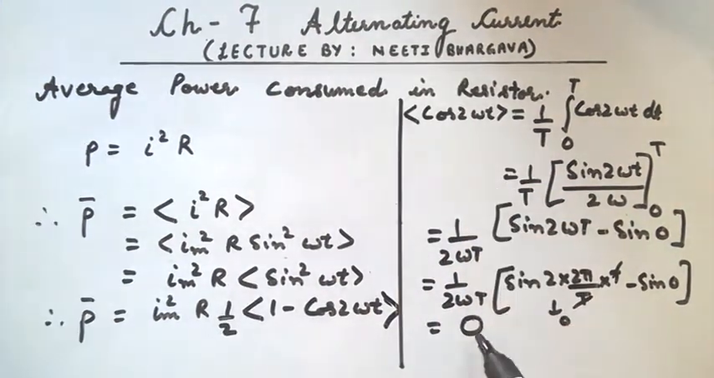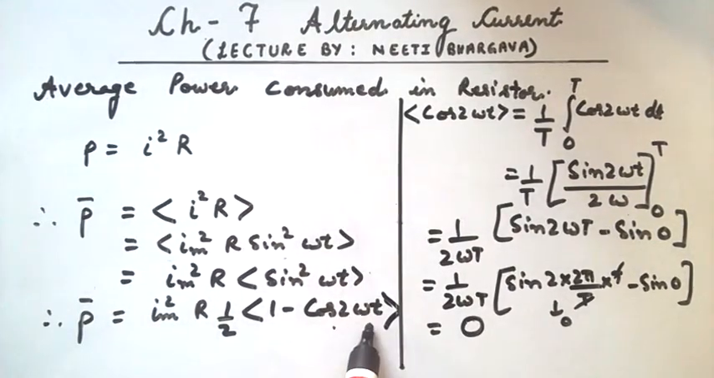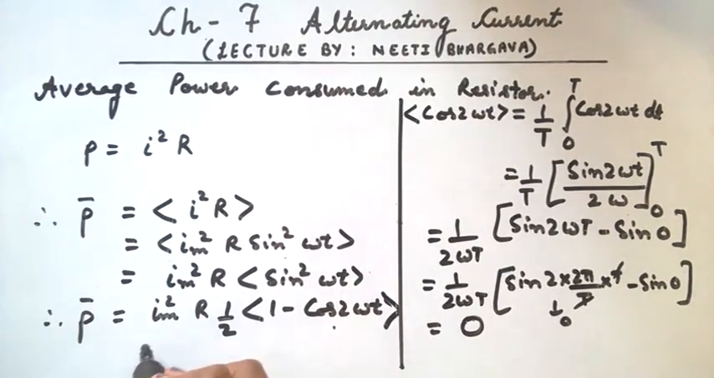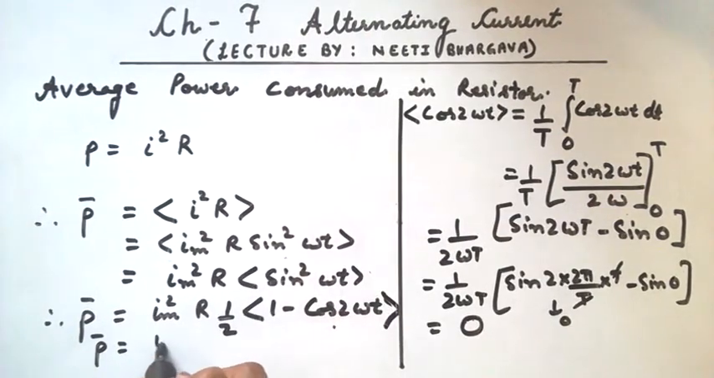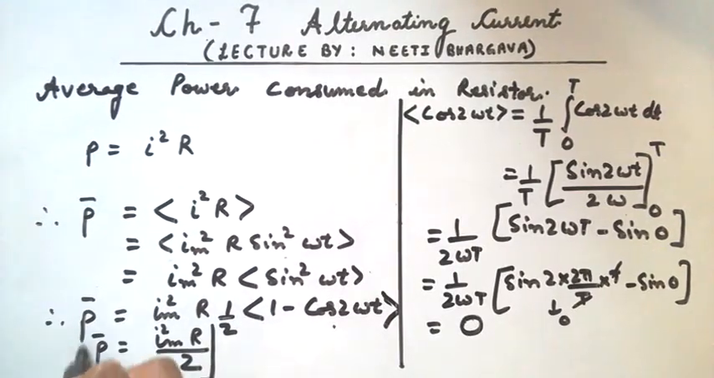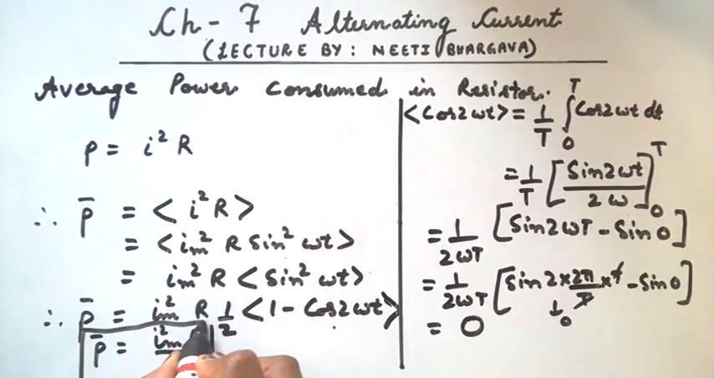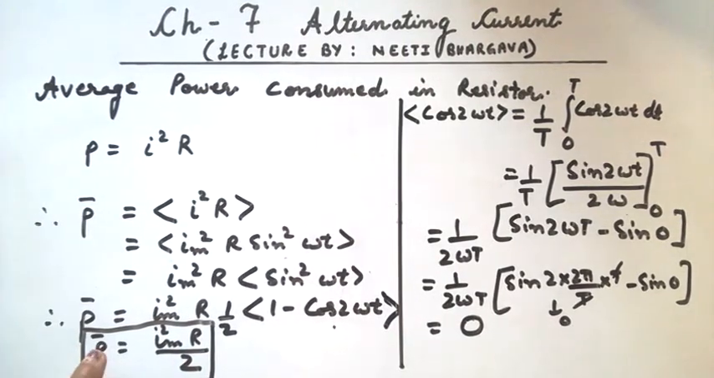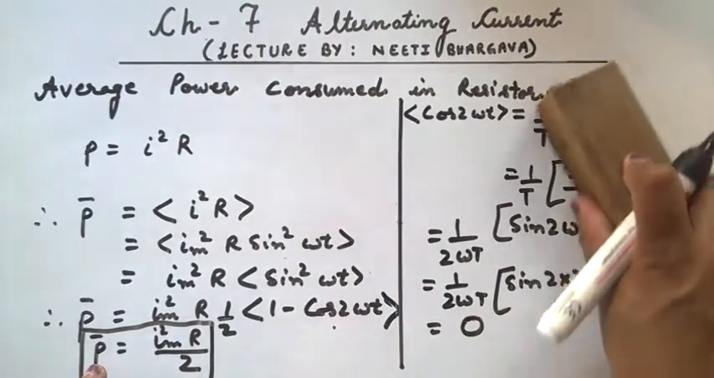Thus, on substituting this value in the equation, we get 1 minus cos 2 omega t, cos 2 omega t average is 0, 1 minus 0 is 1, and we get average power P is equal to Im square R by 2. This is the value of average power for alternating current and for pure resistive circuit.